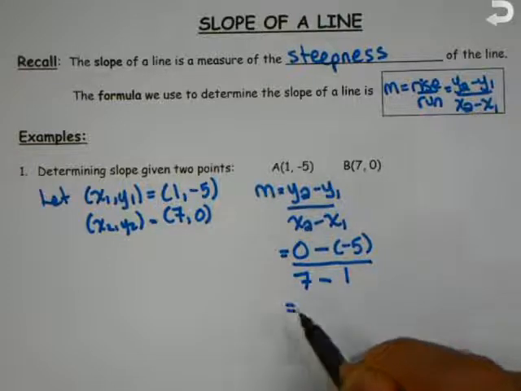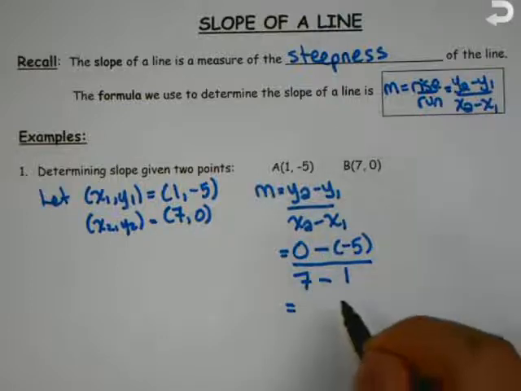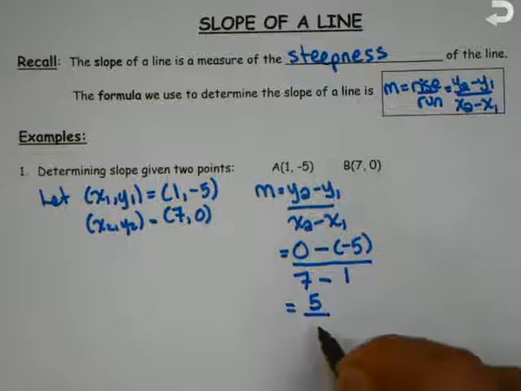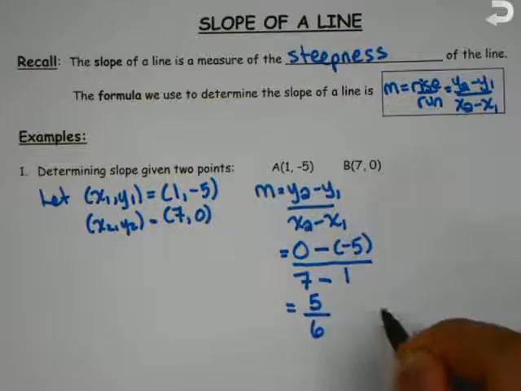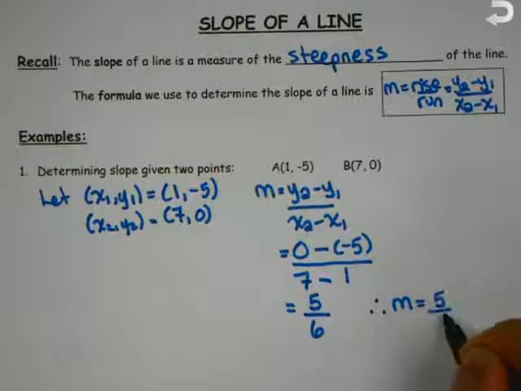Then we just have some simplifying to do. 0 minus negative 5 is the same as 0 plus 5, and that's just 5. All over 7 minus 1, which is 6. Therefore, the slope of this line that passes through the points A, B is 5 over 6.